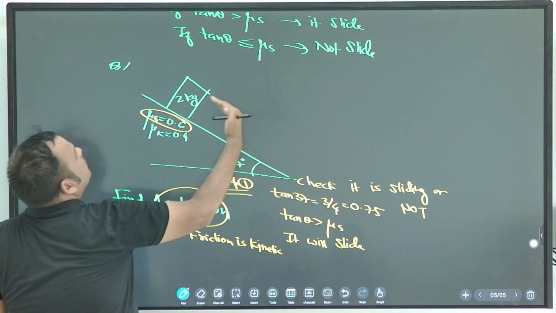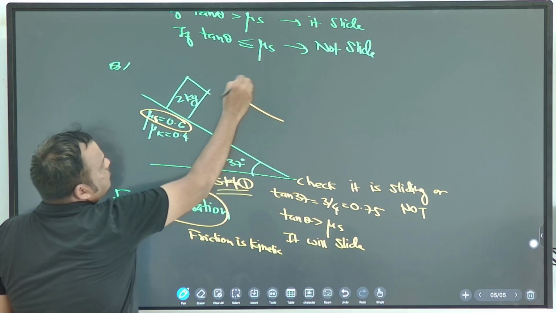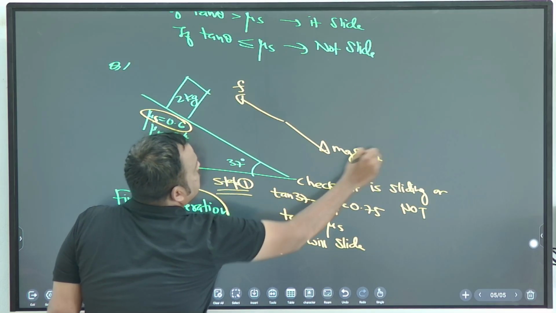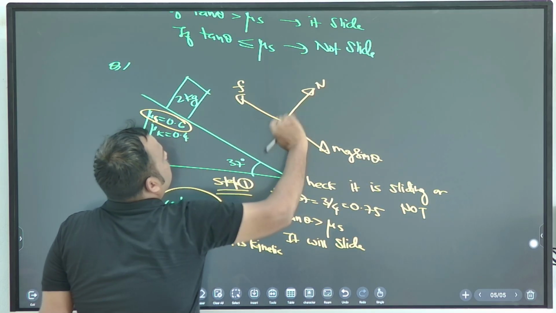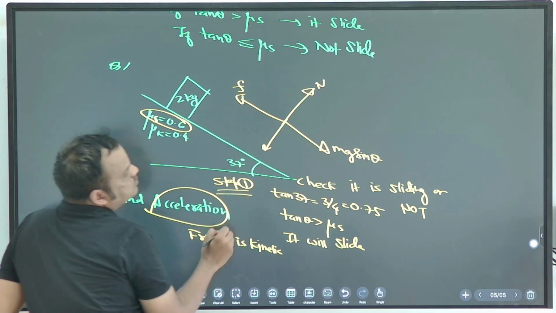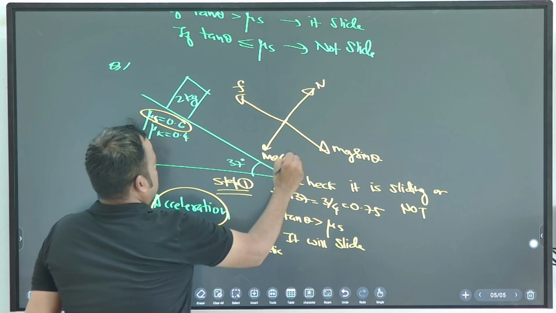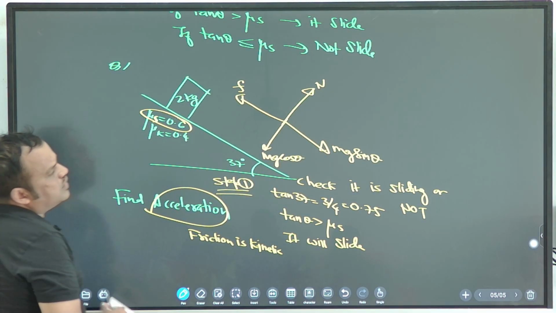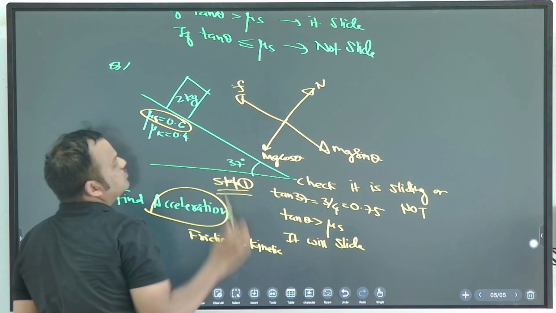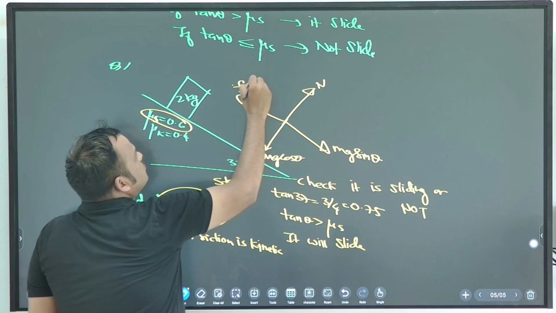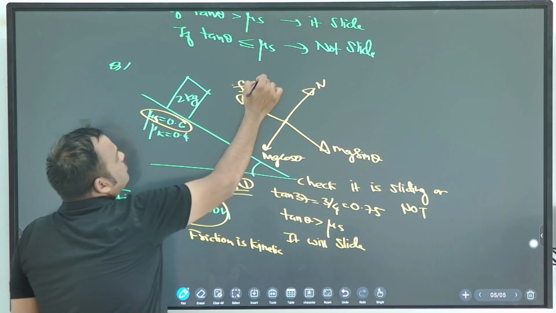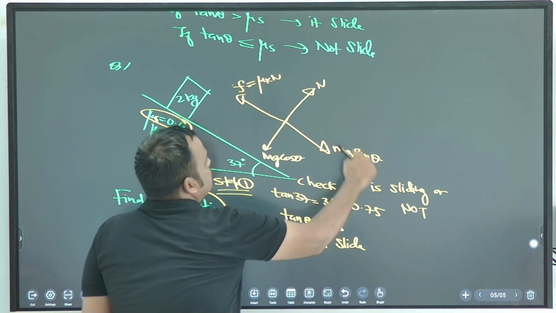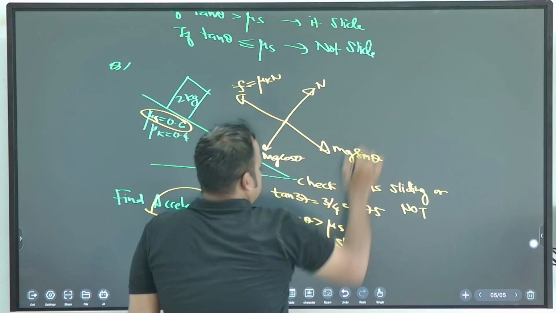So friction will act up the plane. Mg sin theta will act down the plane. Normal acts perpendicular to the plane, and mg cos theta is perpendicular to the plane. Okay, so how will you find acceleration? This minus this. So kinetic friction is mu k n. Understood? Note this down and solve.